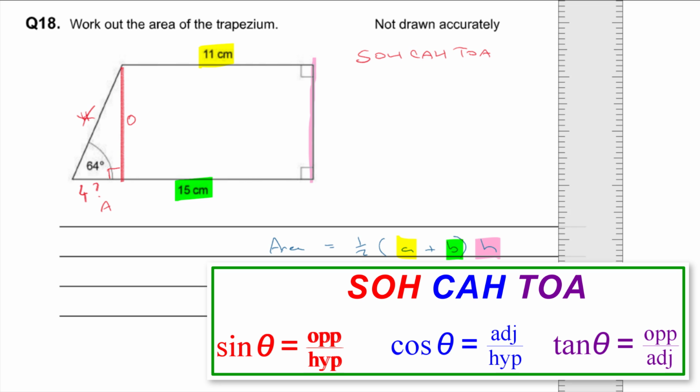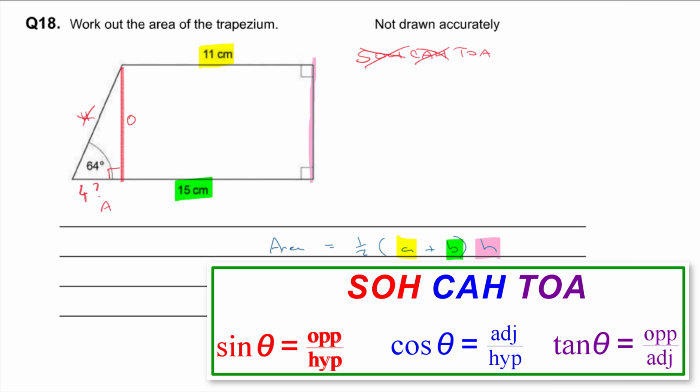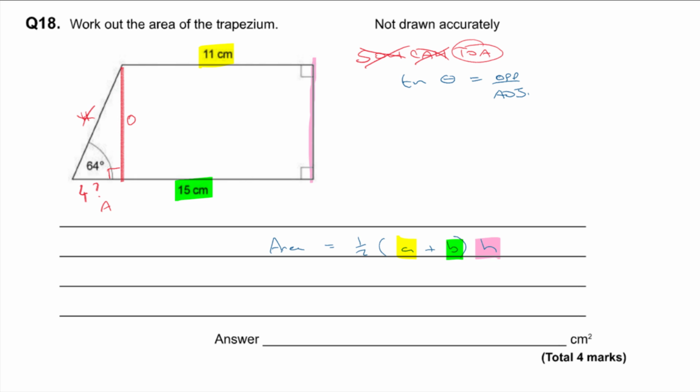which ratio is that then? So I'm not interested in the hypotenuse. So no SOH and no CAH because they've got an H in it. That leaves me with that one, the TOA part. So tan theta is equal to the opposite divided by the adjacent. So the angle is 64, so tan 64.